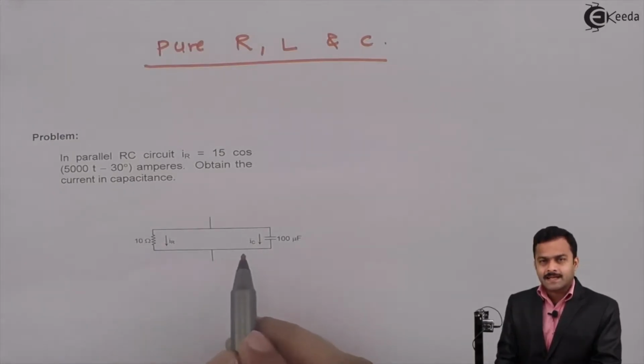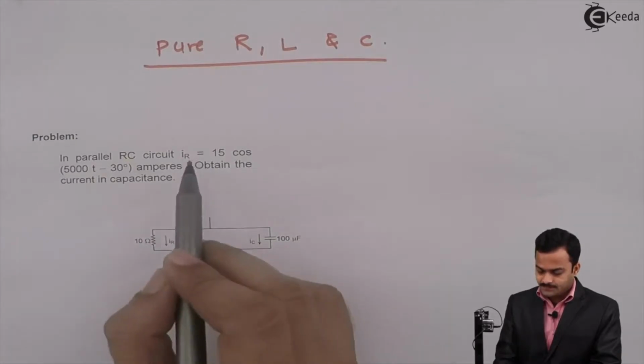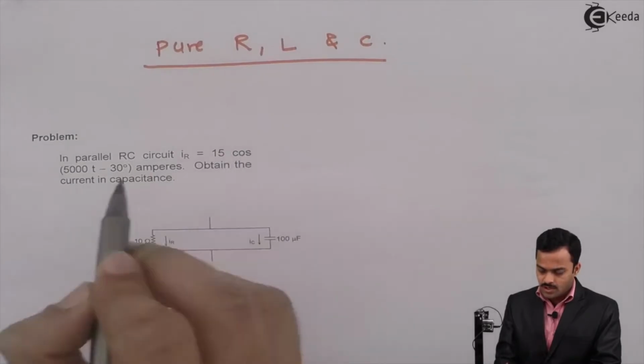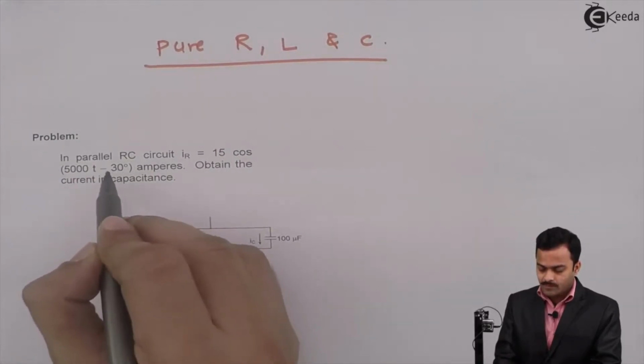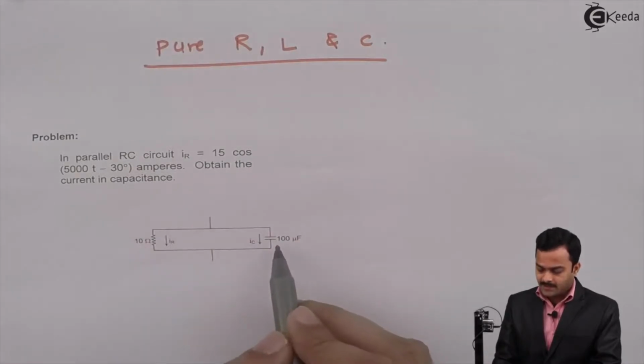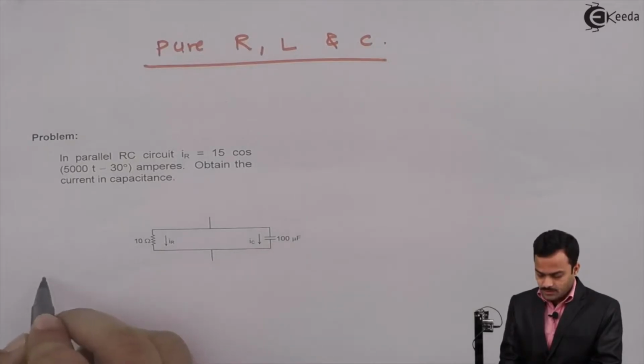The statement of the problem is like this. They have given a circuit diagram, a parallel RC circuit, where IR, the current flowing through the resistance, is nothing but 15 cos(5000t - 30 degrees) amperes. Obtain the current in the capacitance. So, we are supposed to find IC. So, let us solve.